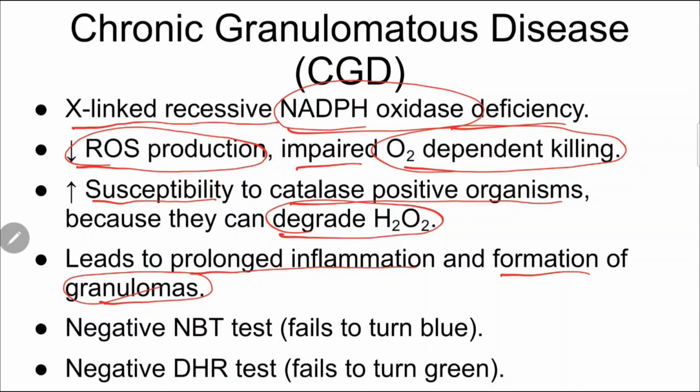All right, so how do we diagnose this disease? Basically, there are two tests done. The first one is the nitroblue tetrazolium test, and in this disease there's a failure of the color turning into blue, right? And the other test is the dihydrorhodamine test, and in this there's a failure of the color turning to green. If you have these both tests negative, that means you have chronic granulomatous disease.